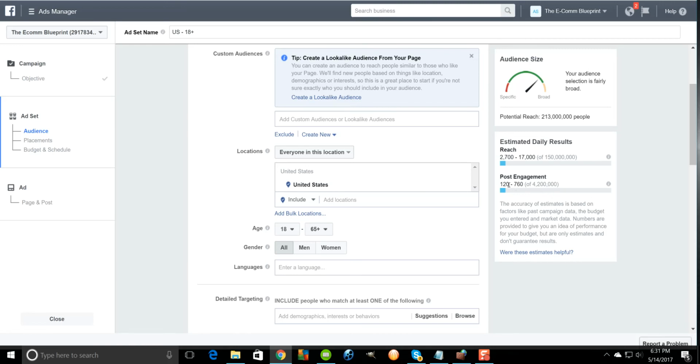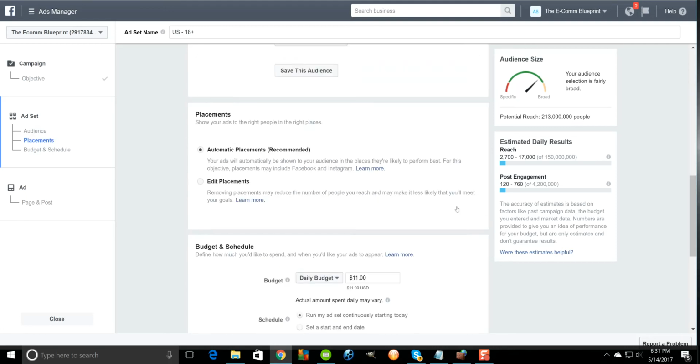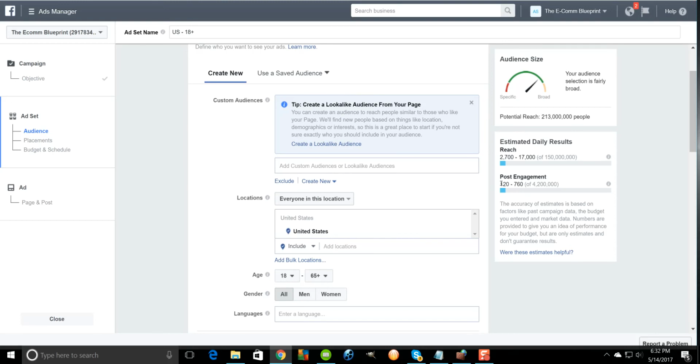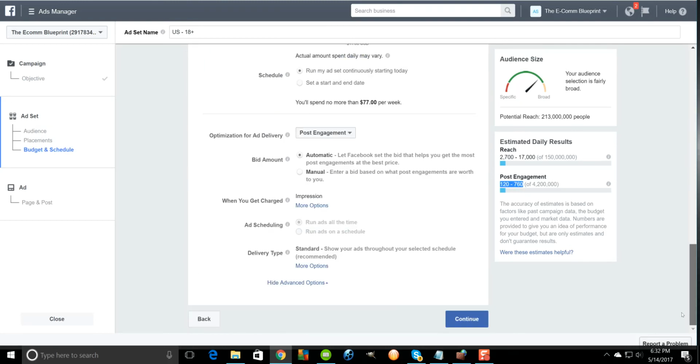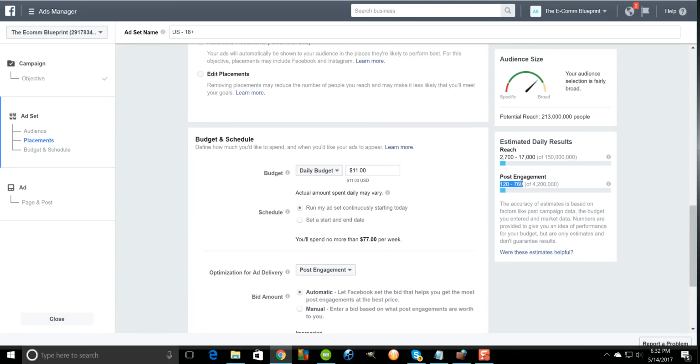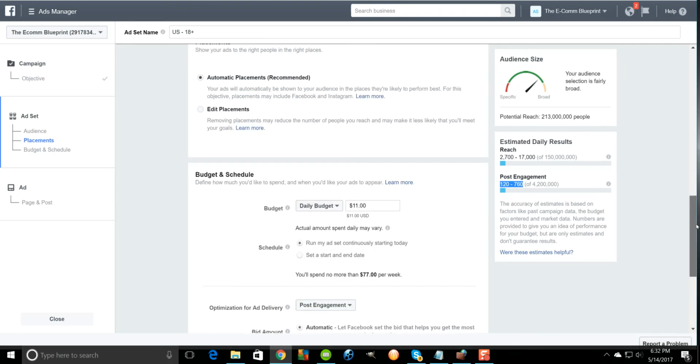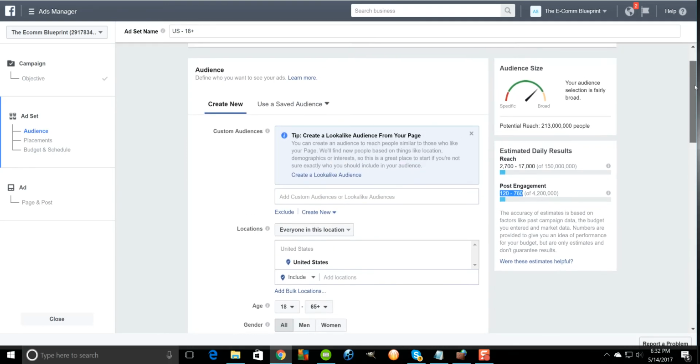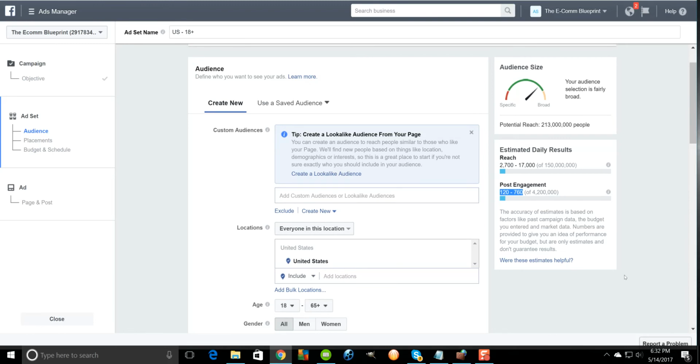This is the amount of post engagements that I can get for this particular spend that I'm doing right now. The spend right now is $11. So for $11, I'm going to reach 120 to 760 post engagements, out of 4,200,000 post engagements. Now, what is a post engagement? A post engagement can be a like, it could be a share, it could be a comment. Those are all considered post engagements.